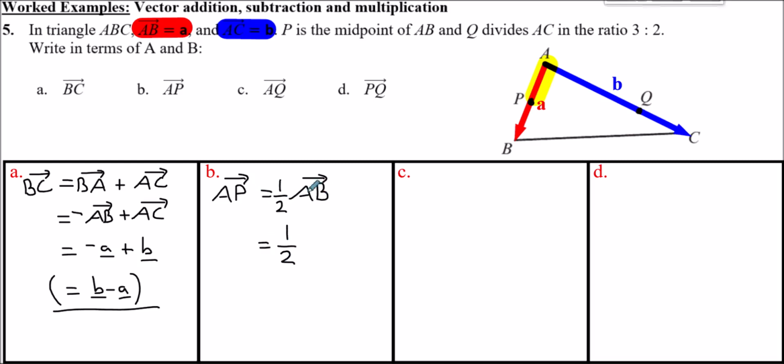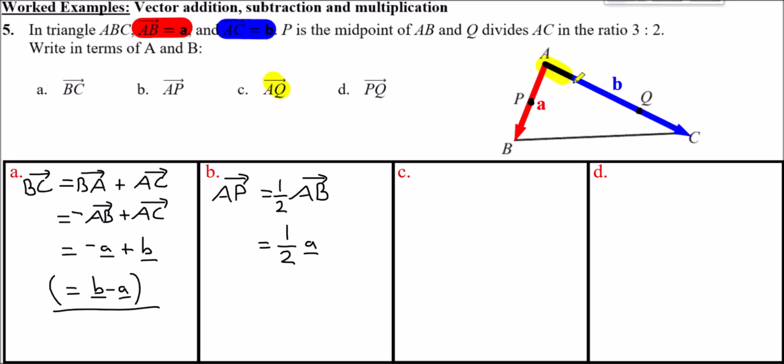Now the vector from A to B is given by bold A. So AB is A, but we want half of that, so half of AB is half of vector A. It's as simple as that. We're just multiplying vector A by this fractional scalar to show that we're not going the full distance from A to B. Let's have a look now at part C, from A to Q.